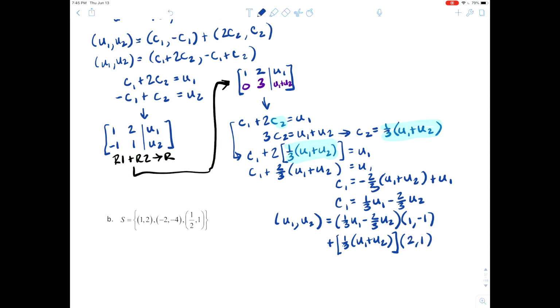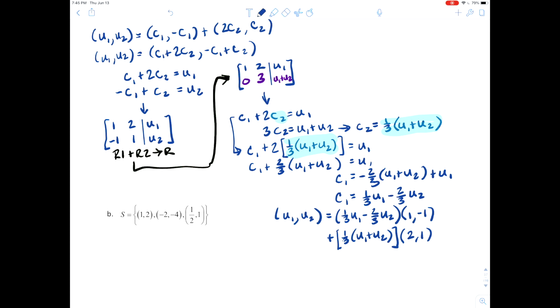What does that mean? That means yes, because you've written your CIs in terms of U1 and U2 in a way that is consistent. Cool, cool. So our answer: S spans R2. Or you can think of it as the span of S equals R2.